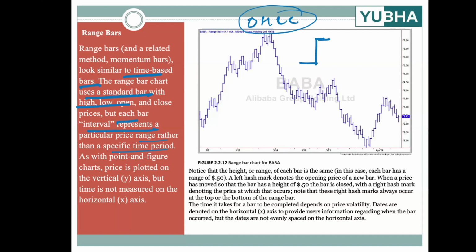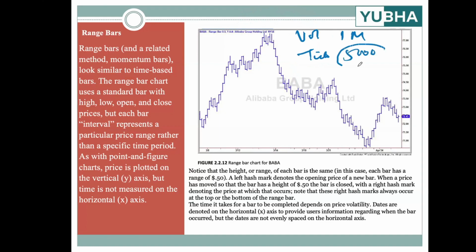Okay, what do we mean by a price range? Now this movement might be a 5 rupee movement. So every time price moves by 5 rupees, one bar will be formed. What have we done till now? We've done volume, where we said 1 million shares. We've done ticks, where we said 5,000 ticks, which means 5,000 transactions or 5,000 orders. Now what we're doing is a range.